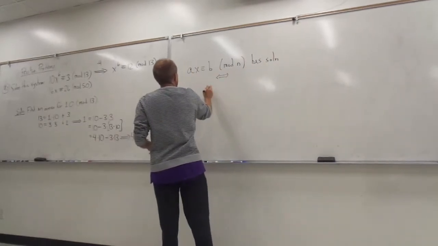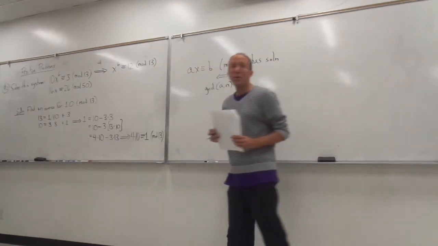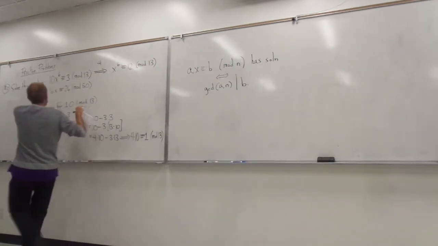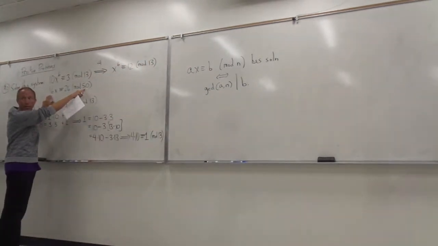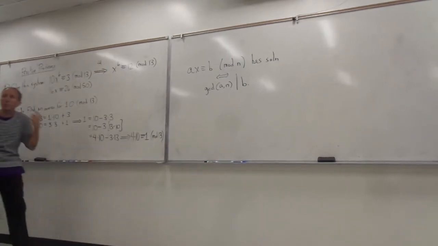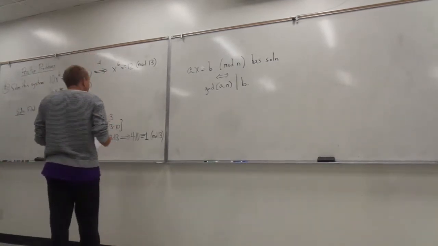The GCD of A and N has to divide B, right? You guys remember that? So we just need to be a little careful here. The GCD of 16 and 50, well, that's going to be 2. And 2 does divide 26. So there is going to be a solution to this congruence.